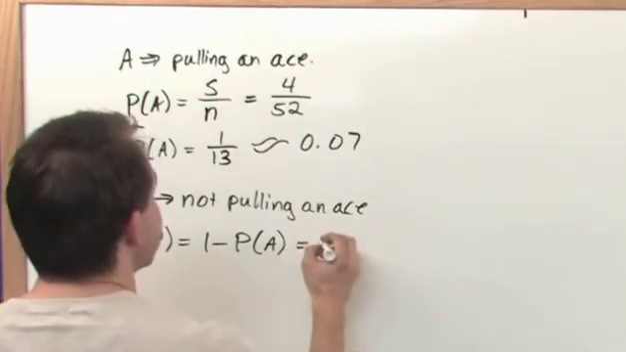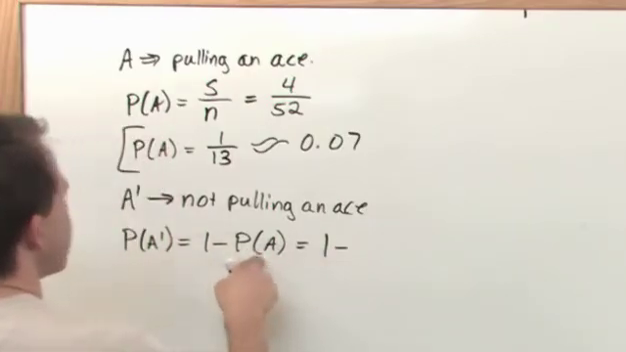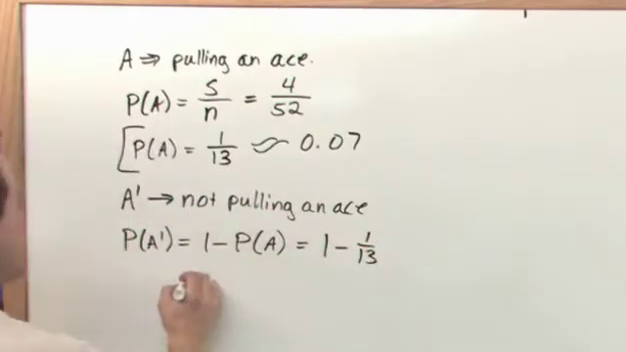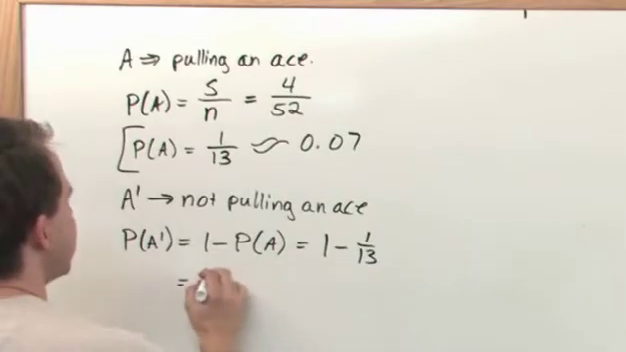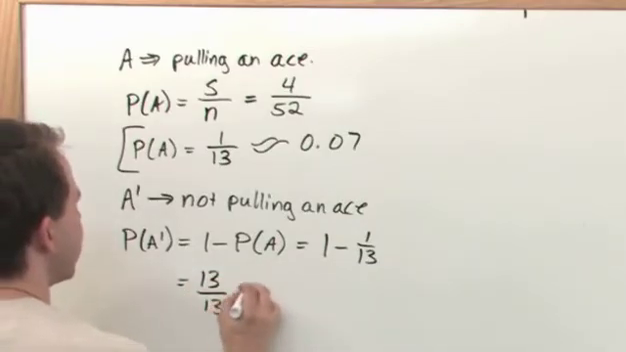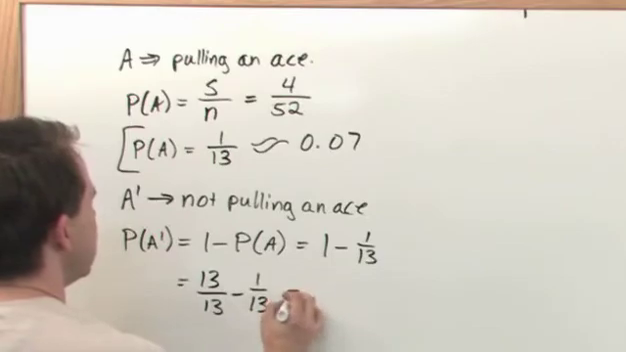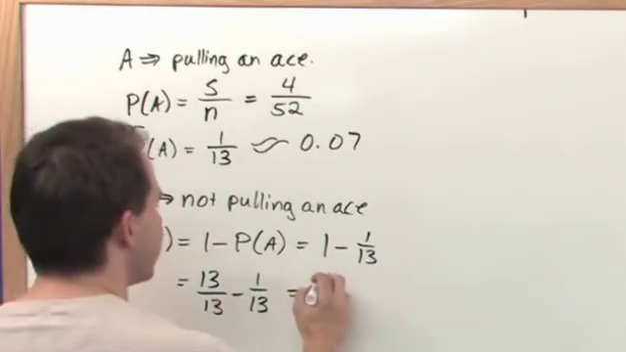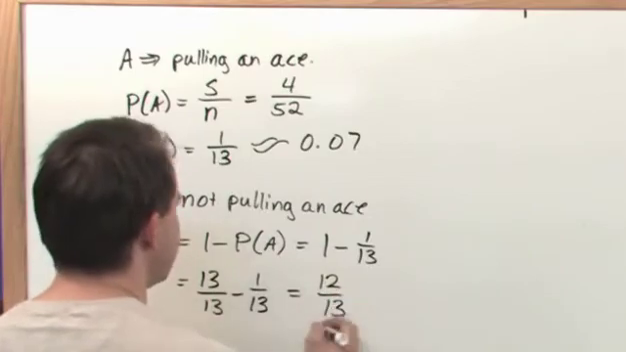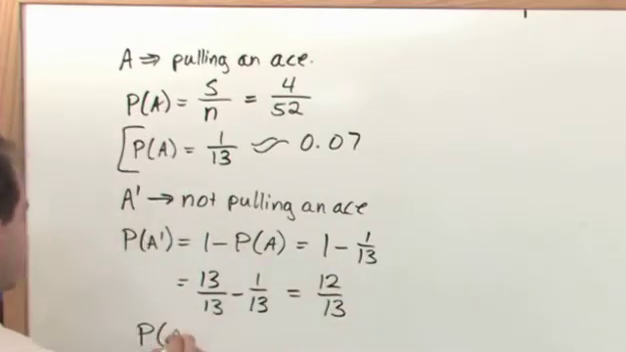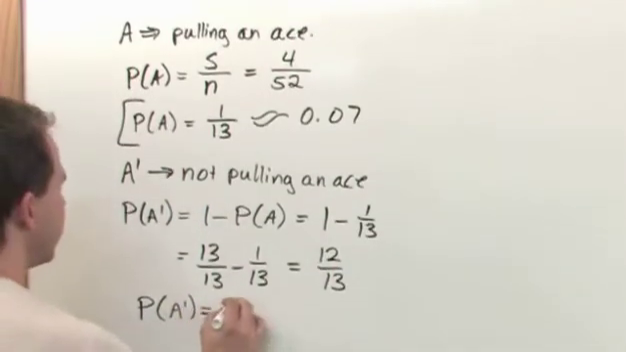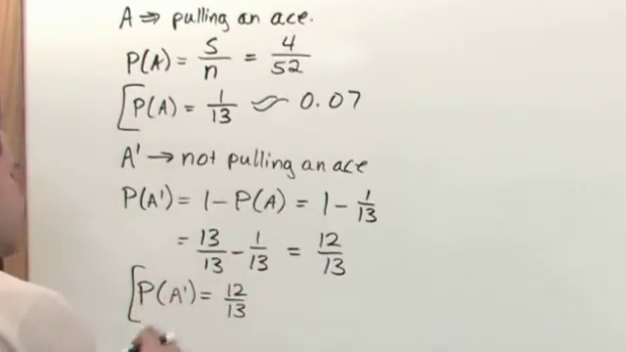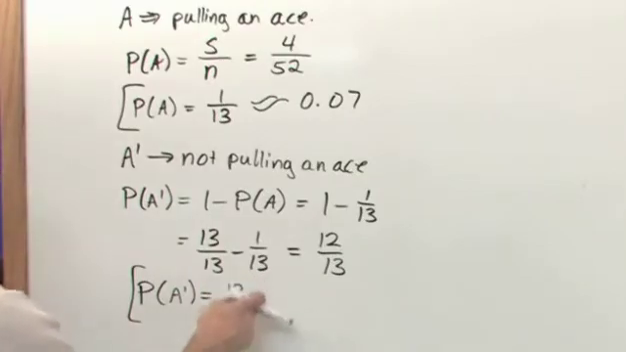So this is going to be 1 minus the probability of event A we just found, 1 over 13. Okay? So we can do this subtraction simply by writing the 1 as 13 over 13 minus 1 over 13. I did that because I wanted a common denominator. 13 minus 1 is 12 over 13. So the probability of A prime is equal to 12 over 13. So the probability of not drawing an ace is 12 over 13.